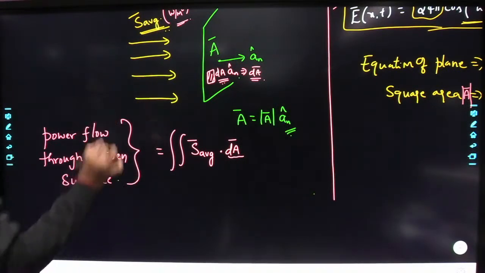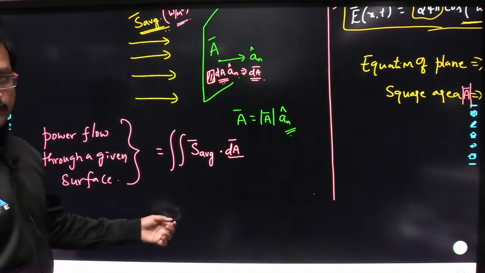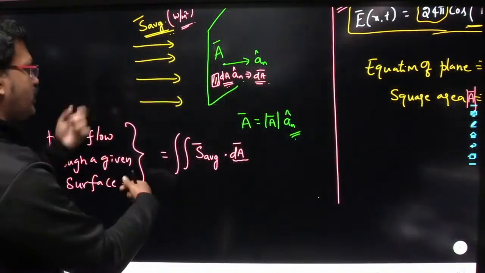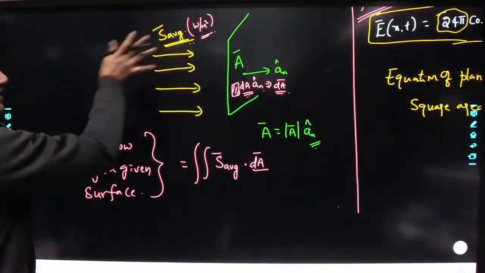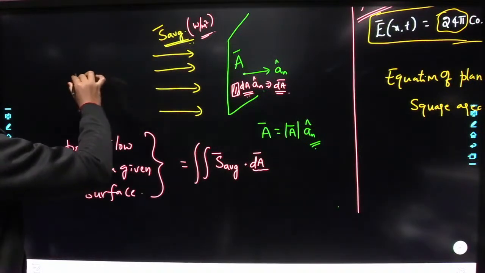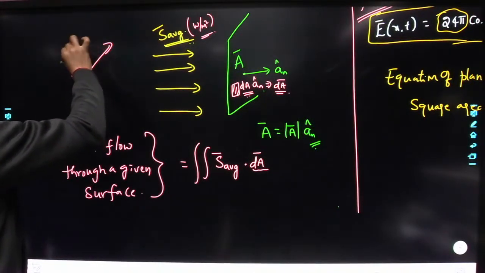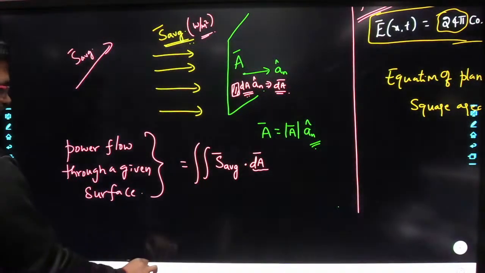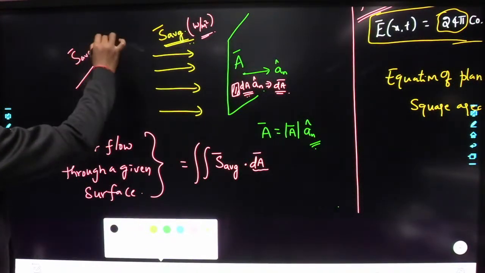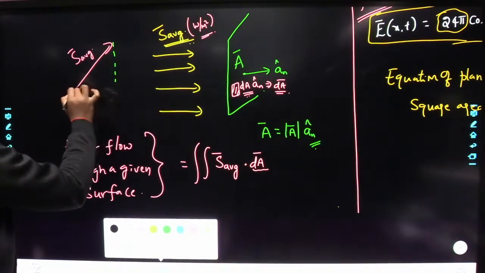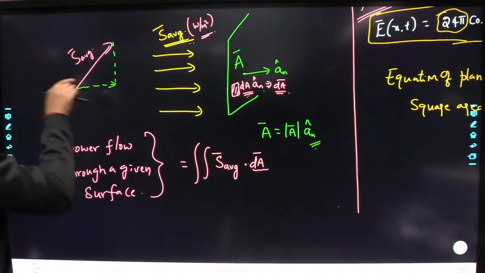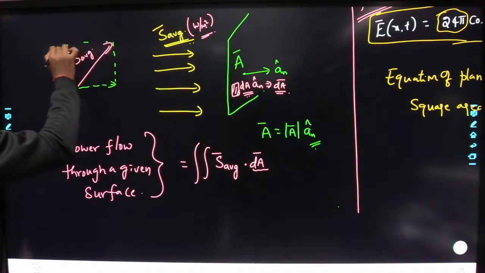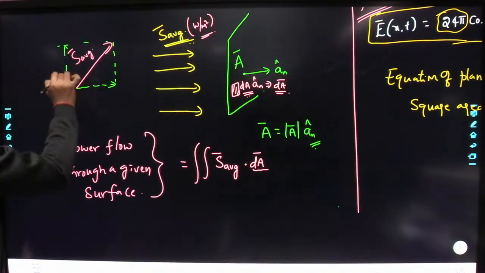This is going to give you the power flow through a given surface. See, it is not compulsory that S average has to point in this direction. S average may point like this also. If it is pointing like this, then what will happen? You can resolve this S average into two components. One is normal to the surface, and another one is parallel to the surface. Understood?